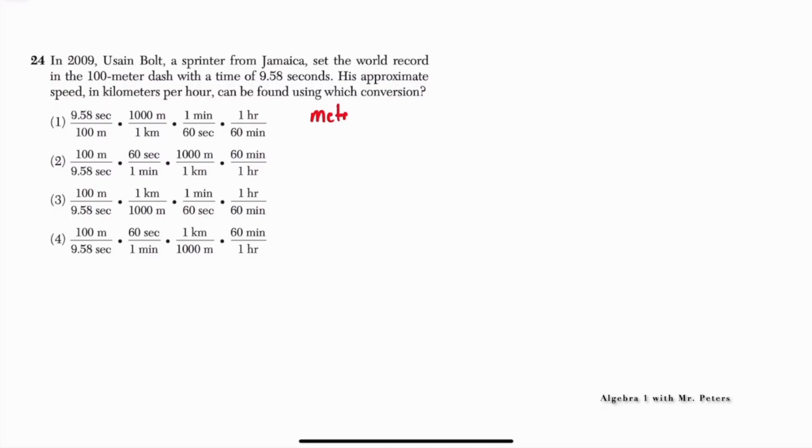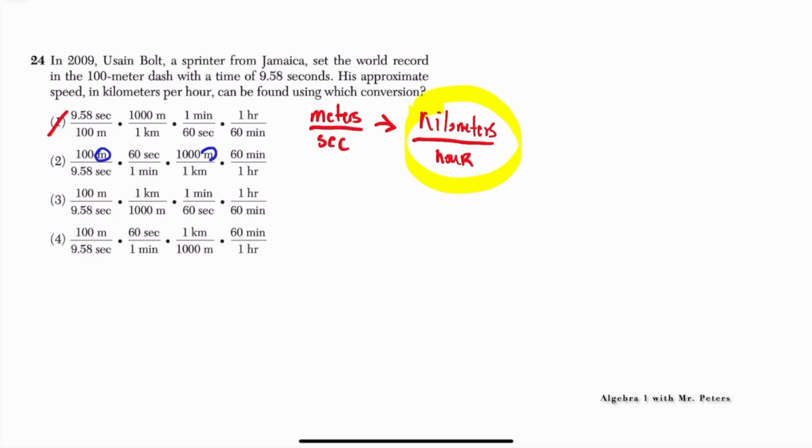So we're talking about meters per second, and we're trying to go to kilometers per hour. So when we look at our answer choices, right, I'm automatically going to eliminate answer choice 1 because this is seconds per meters. Now, when I look at answer choice number 2, remember we want the units to cancel out where we're only left with kilometers per hour. That's kind of the basis of this problem. So when we go to answer choice number 2, I noticed that minutes are never going to cancel out. So just based off that, I know this is wrong.